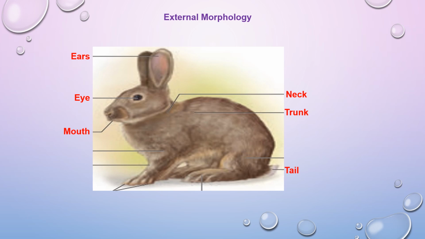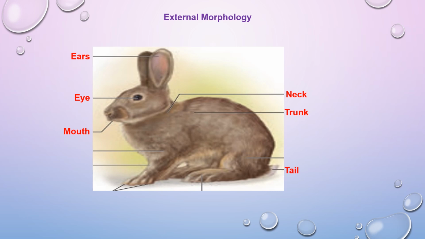A pair of large movable external pinnae, otherwise called ears, is situated on the top of the head. Next part is neck. Neck connects the head with the trunk. It is the connecting part. Next, trunk. Trunk is the body. Trunk is divisible into anterior thorax and posterior abdomen.